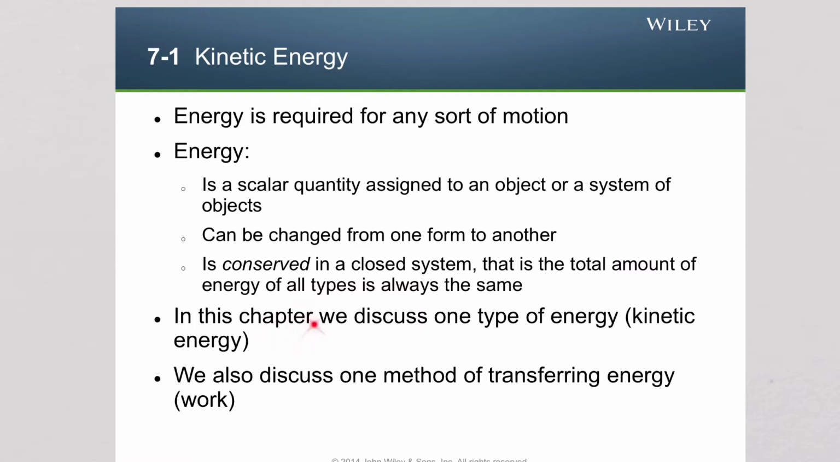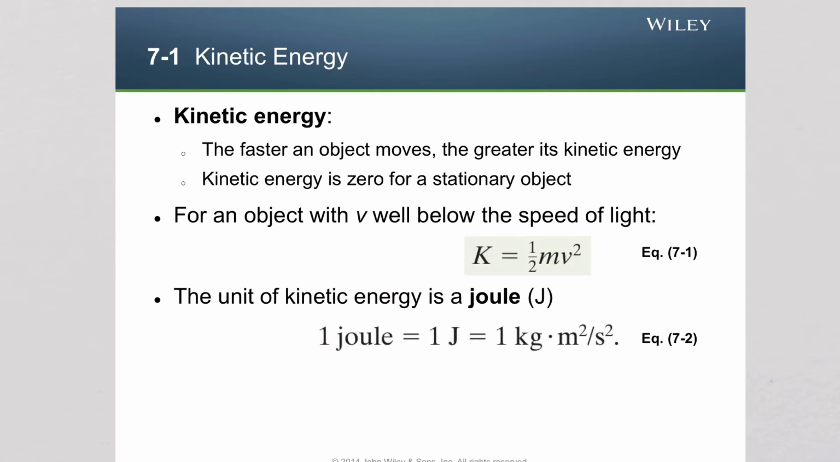In this chapter, we are going to discuss one type of energy, and that is the kinetic energy. And we are also going to discuss one method of transferring energy, and that is doing work. Let's define kinetic energy. Kinetic energy is the energy of motion. It is associated with objects that have certain mass and also velocity. The faster an object moves, the greater its kinetic energy. Kinetic energy is zero for a stationary object, since the velocity is zero.